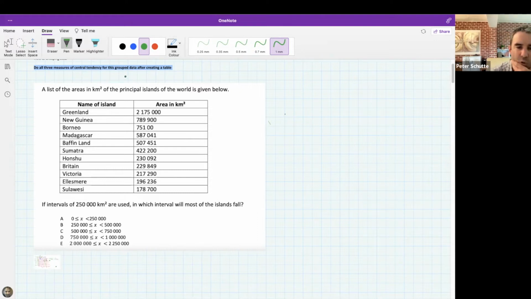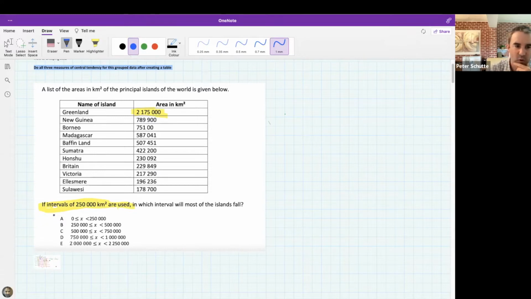As we look at this question, we know it's about the size of islands. These are different islands in the world, and they've given us an area in kilometers for each island. They've asked, if intervals of 250,000 kilometers are used, in which interval will most of the islands fall? Part of what makes this question difficult is it's not easy to see what's going on with the data. It's all a bit mixed up.